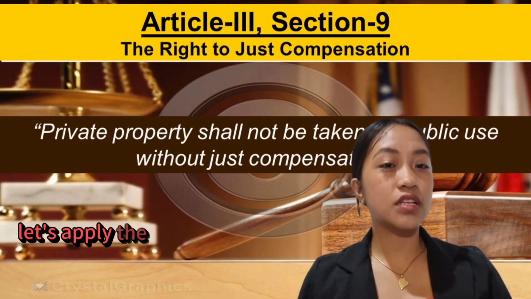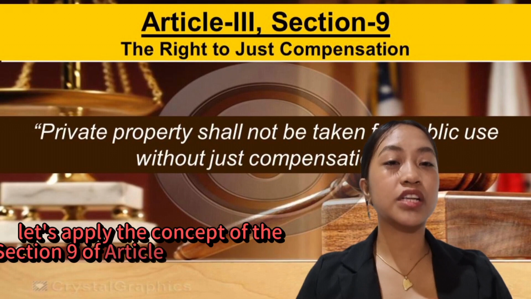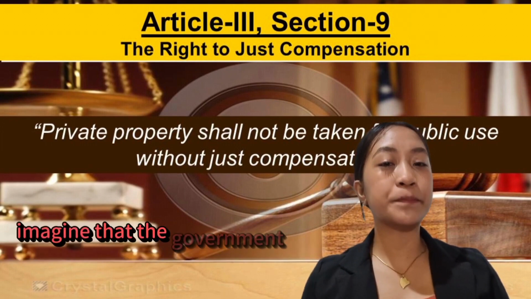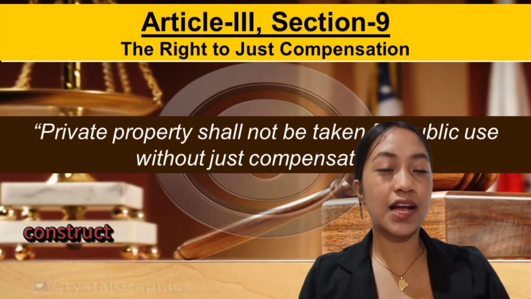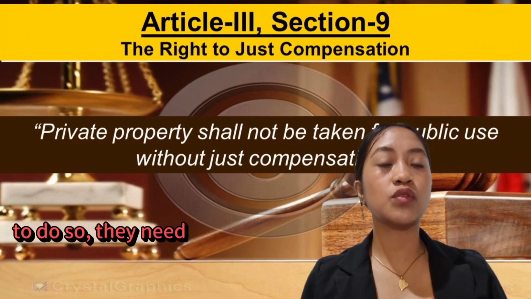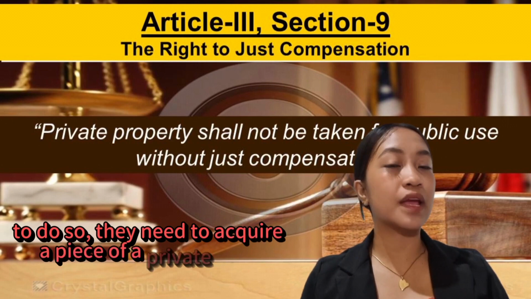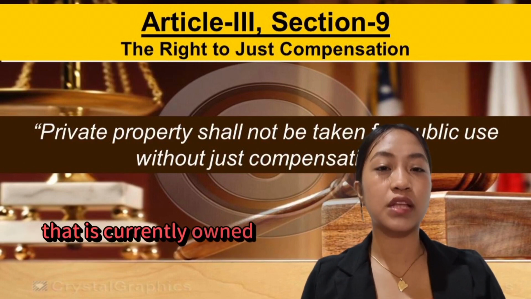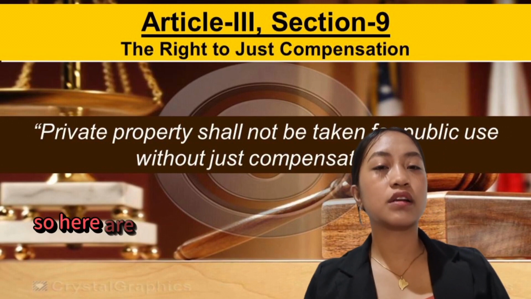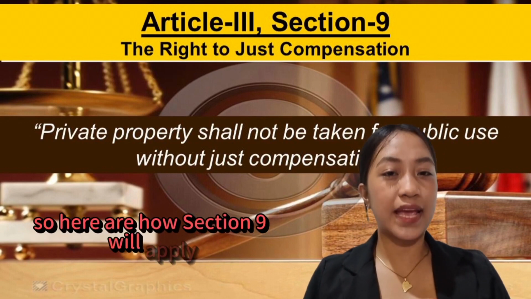Let's apply the concept of Section 9 of Article 3 to a situation. Imagine that the government plans to construct a new public park in a neighborhood. To do so, they need to acquire a piece of private land that is currently owned by an individual. So here is how Section 9 would apply.